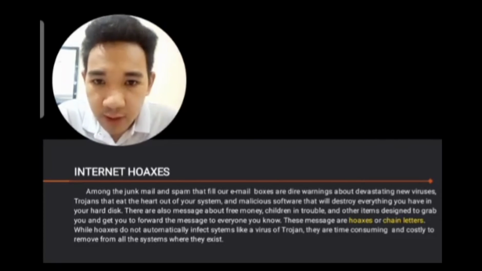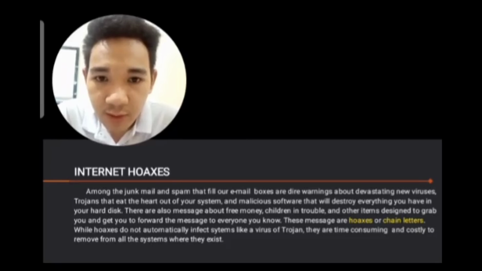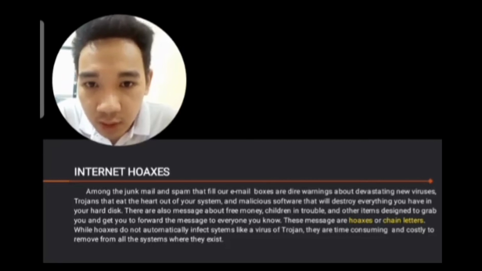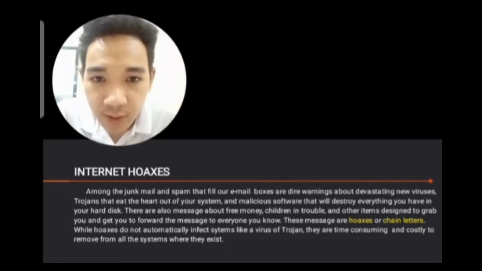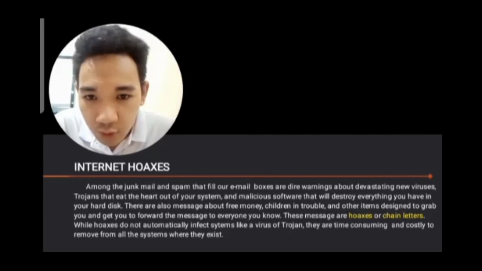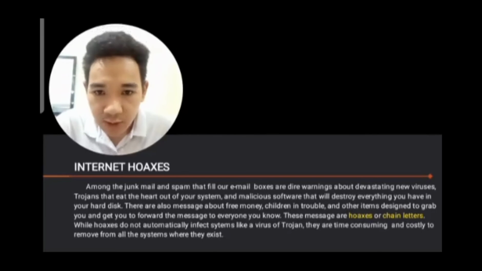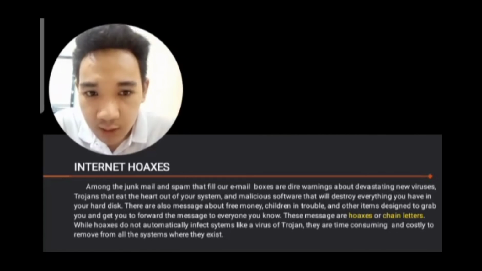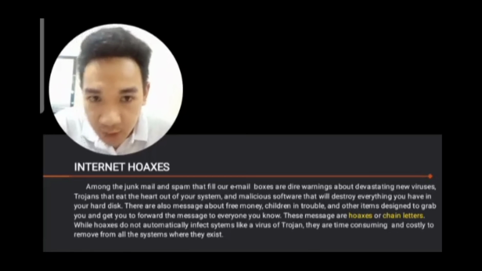Among the junk mail and spam that fill our email boxes are the warnings about devastating new viruses, trojans that eat the heart of our system, and malicious software that will destroy everything you have in your hard disk. So yun nga, ang Trojan ay isang program or piece of code that appears to be legitimate and safe, but it is actually malware.